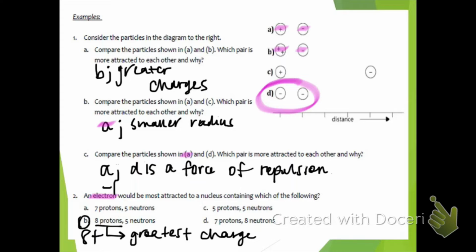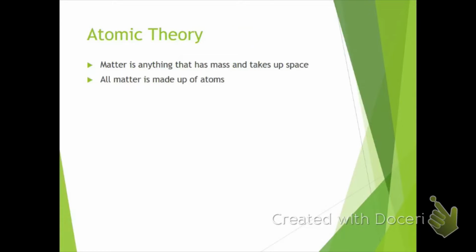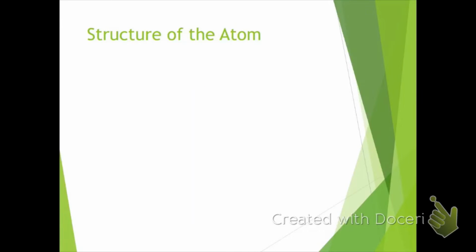So we talked a little bit here about protons, electrons, and neutrons. We're going to talk more about that and how they make up the atom. First off, atoms make up matter, and matter is anything that has mass and takes up space, or has mass and volume. And again, all this matter is made out of atoms.